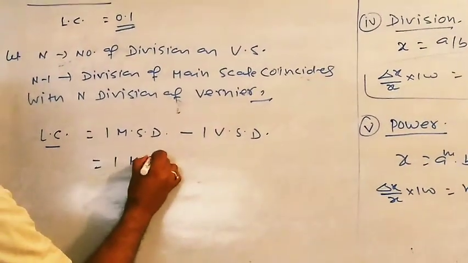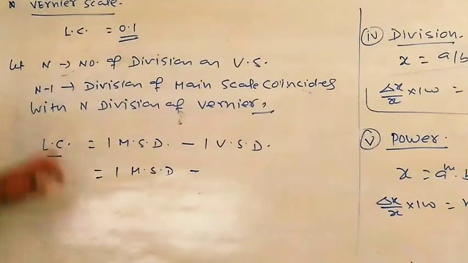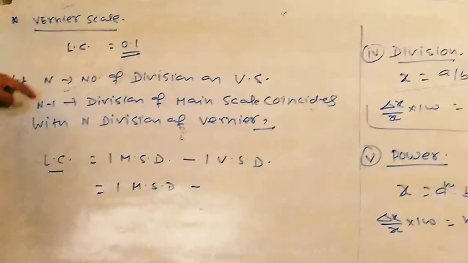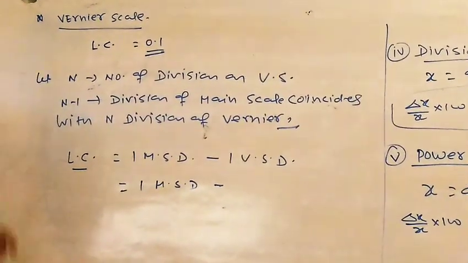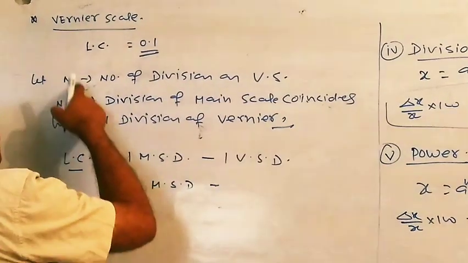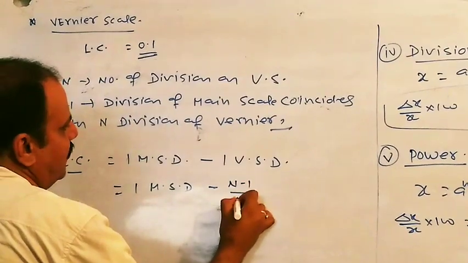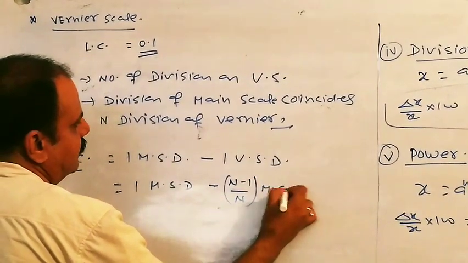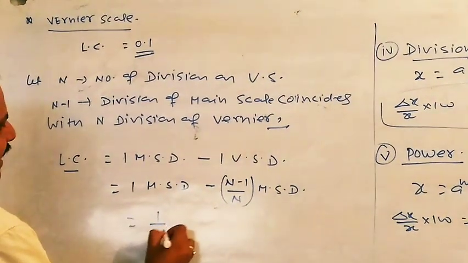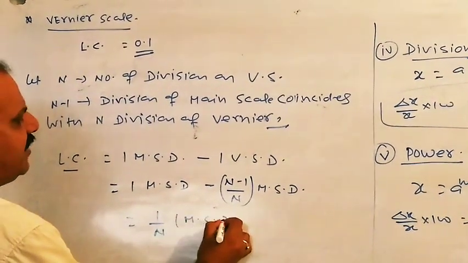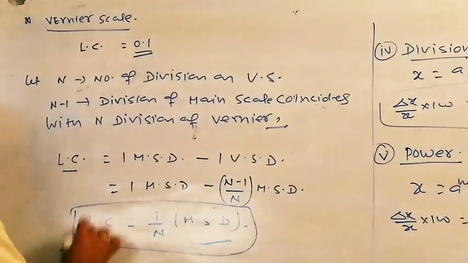This is 1 MSD minus. Here n vernier scale division coincides with n minus 1 division of main scale. So n VSD is n minus 1 MSD. So 1 VSD is n minus 1 by n MSD. So LC equals 1 by n MSD. MSD is given here to find the least count for this instrument.